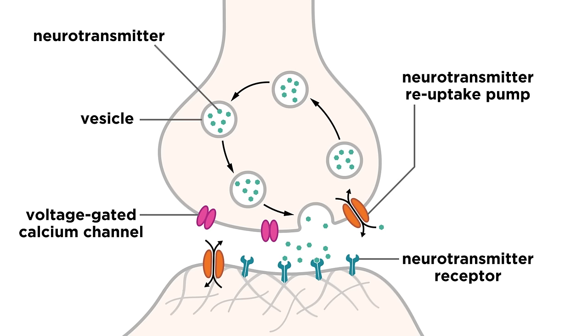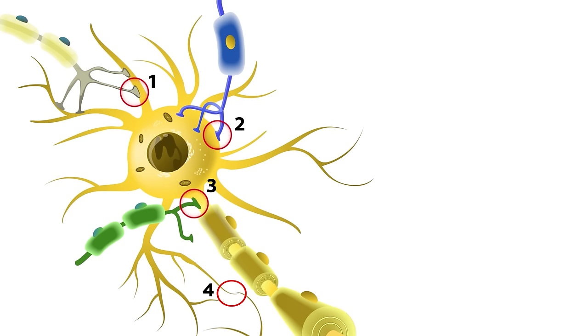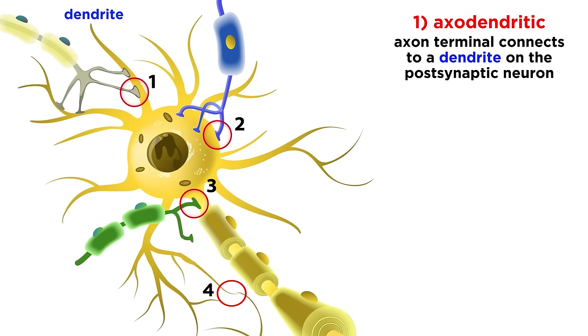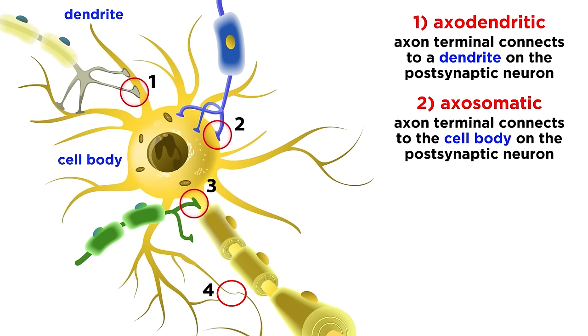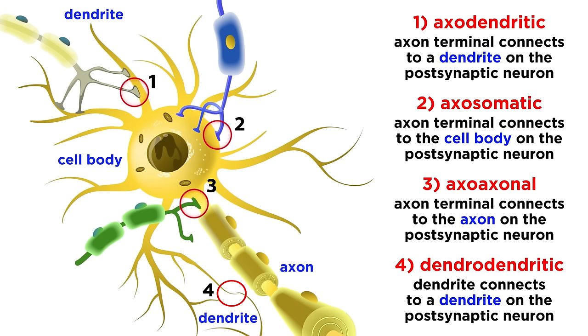Before moving forward, let's briefly zoom in on the synapse. Here we can see one of the many axon terminals of a presynaptic neuron, the postsynaptic neuron, and the synaptic space, or synaptic cleft, between them, which is very narrow. The type of synapse depends on the location where it meets the postsynaptic neuron. Axodendritic synapses connect at a dendrite, while axosomatic synapses connect at the cell body of a neuron. These are the two most common situations, though there are others, like axoaxonal when connecting at the axon, or even dendrodendritic when connecting from dendrite to dendrite.